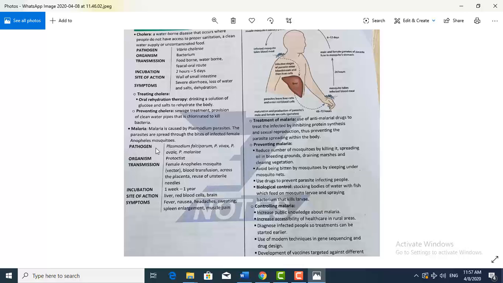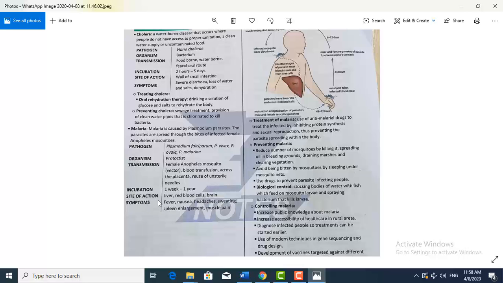Okay, the pathogens here, we've got several, but I just want you to focus on the Plasmodium parasite overall. The organism here is a protocyst. The transmission is by the female Anopheles mosquito. The incubation is 1 week to 1 year. The site of action is the liver, red blood cells and the brain. That's why people actually die from malaria.